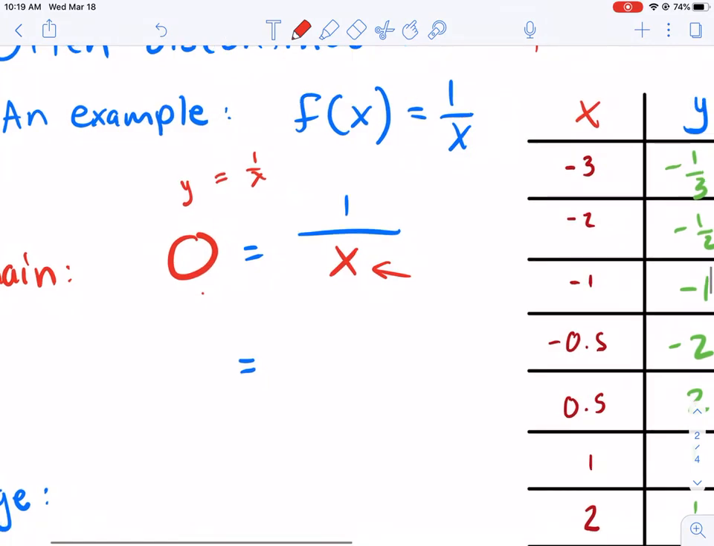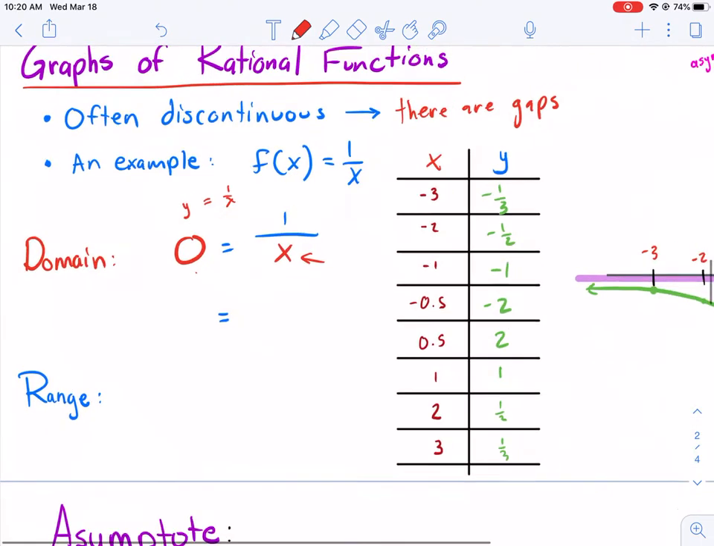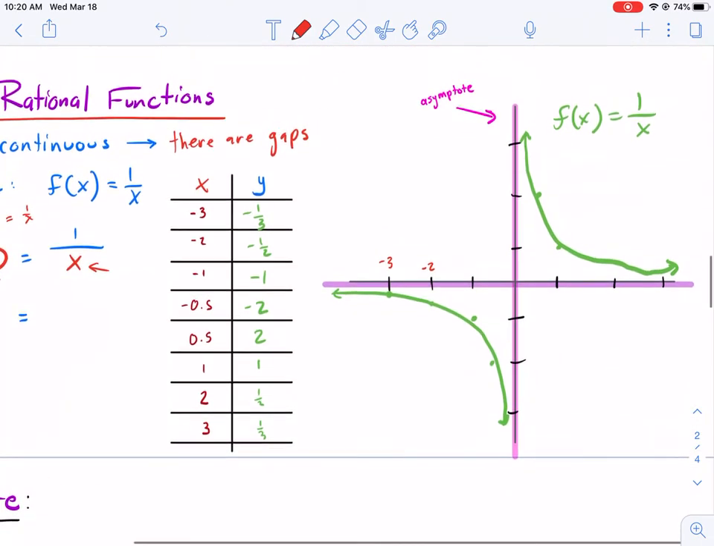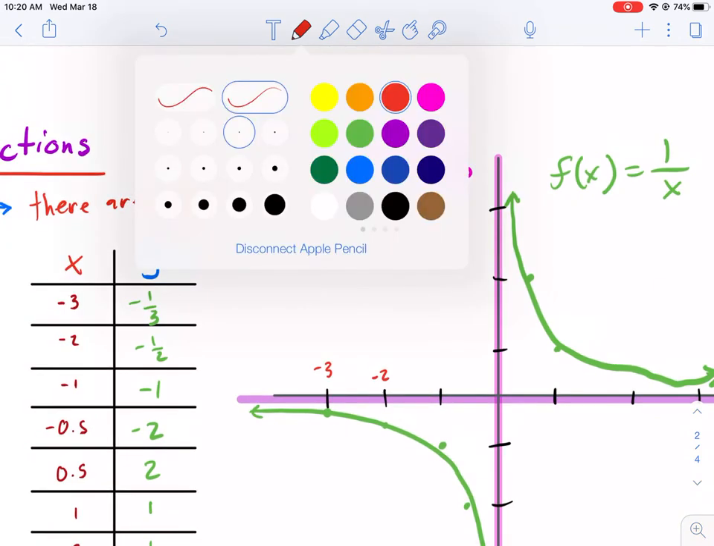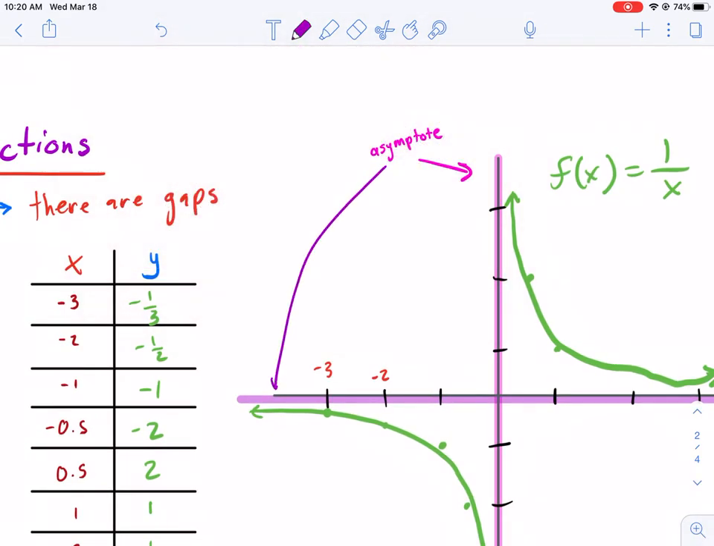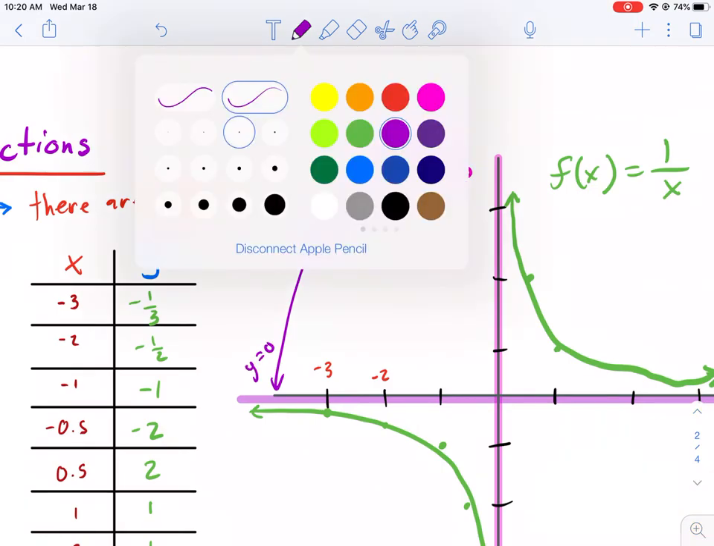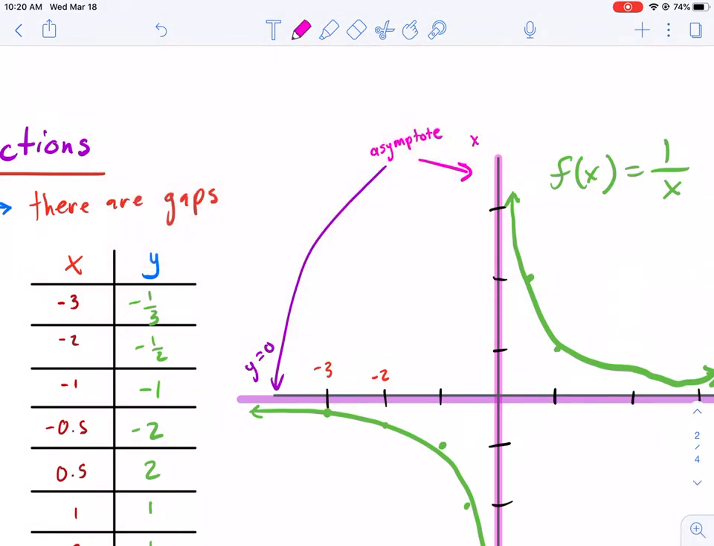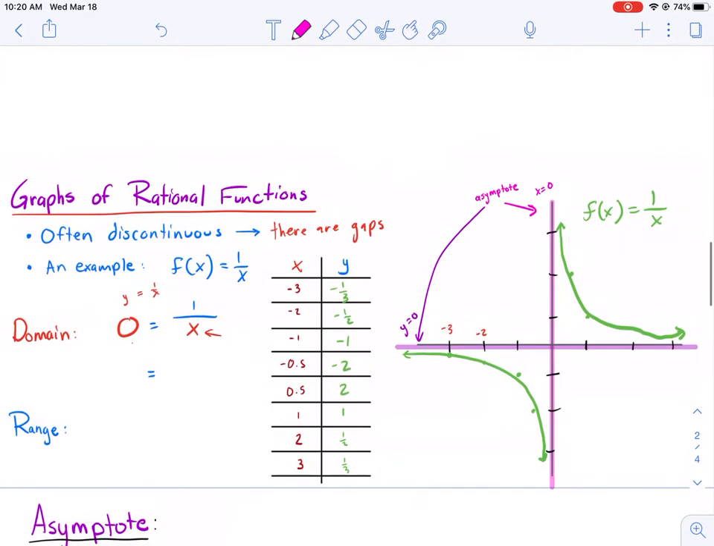What could we put in for x to make that equal 0? There are no values. If you put in 0, it's undefined. If you put in 1, then you get 1. So there's really nothing you can put in there. So that's why there's an asymptote both at the y-axis and the x-axis. Okay? And that's where y equals 0, and that is x equals 0. Those are the equations of those asymptotes.